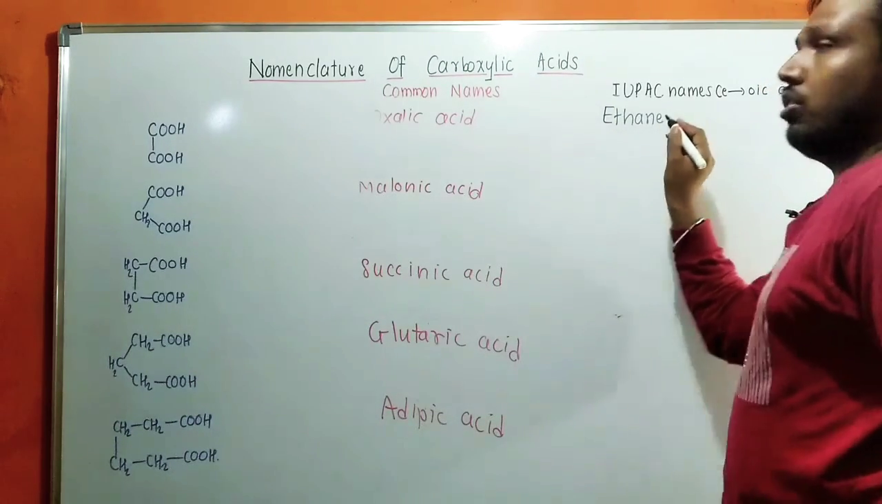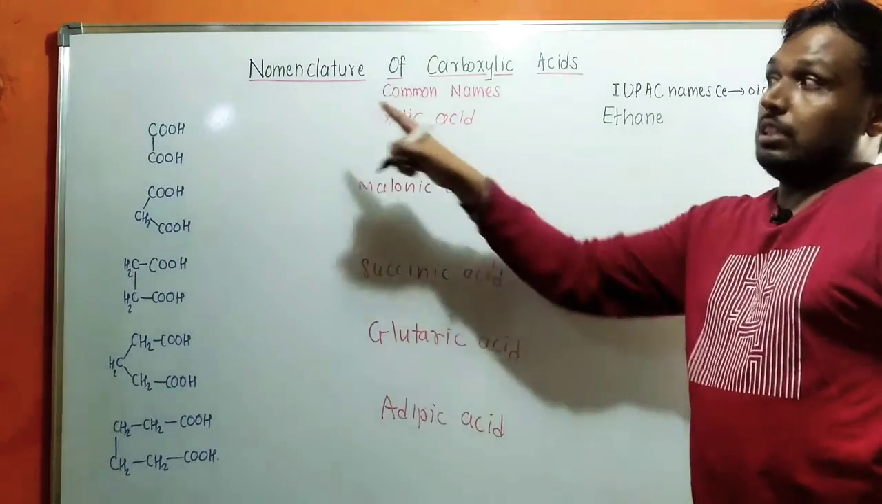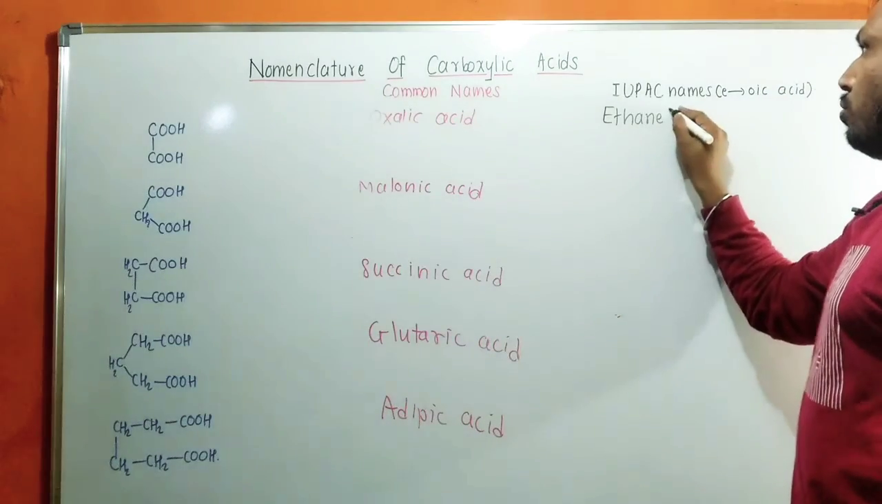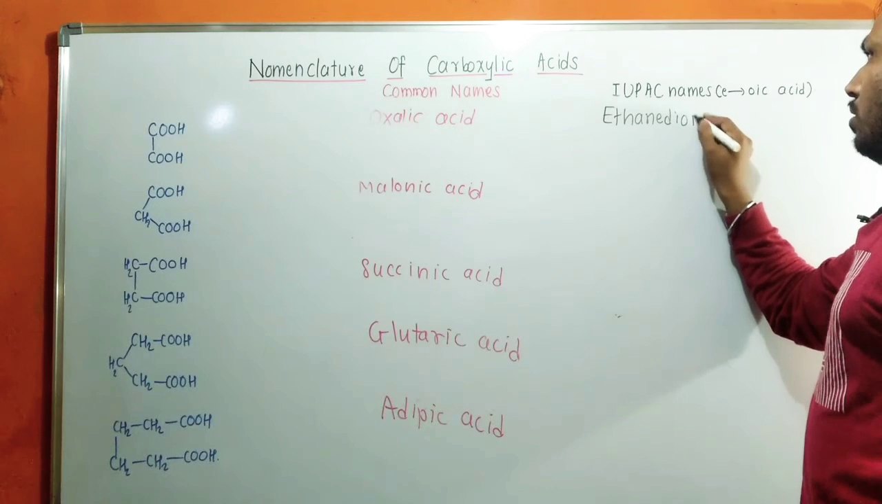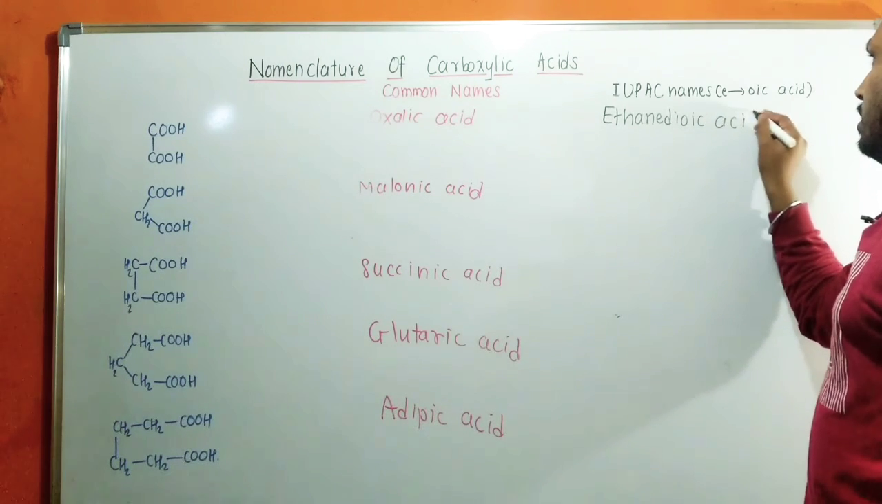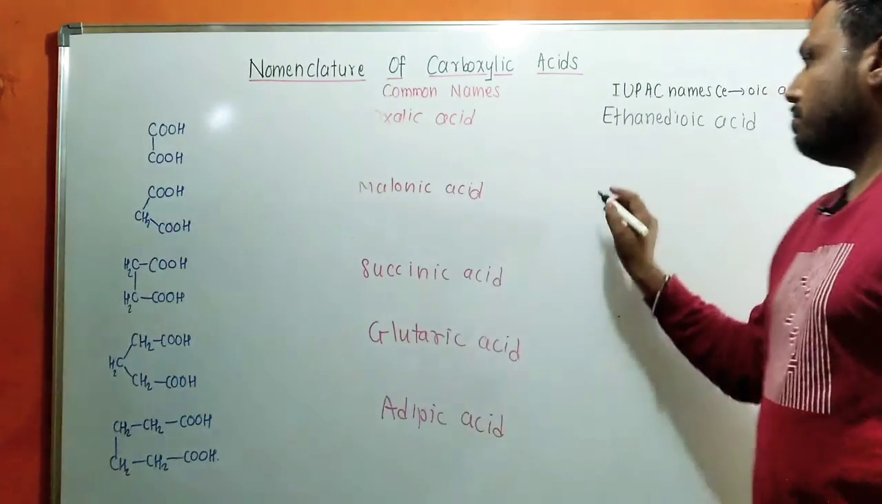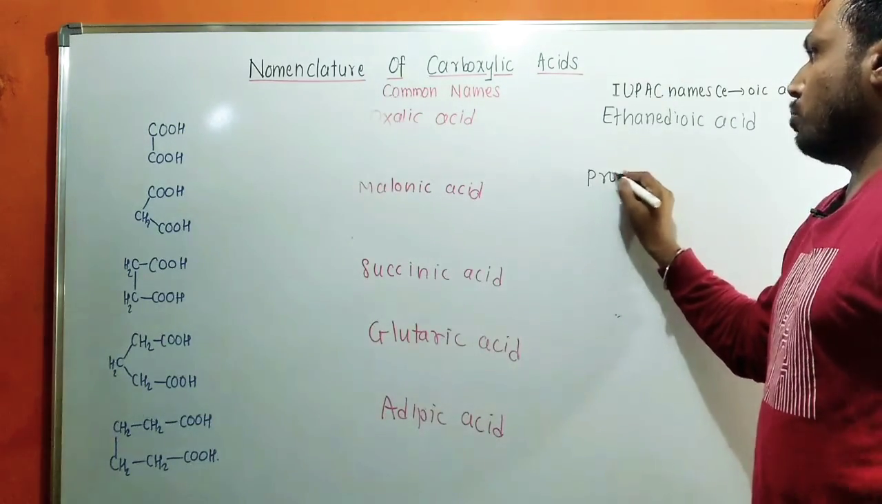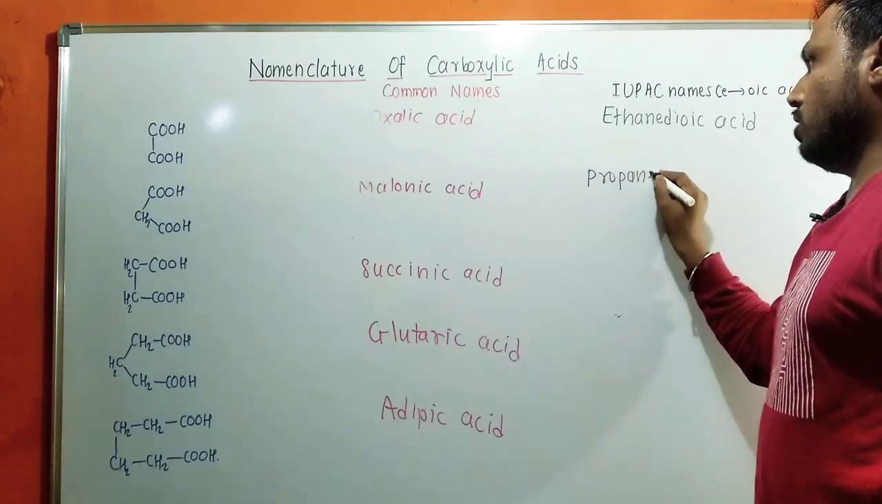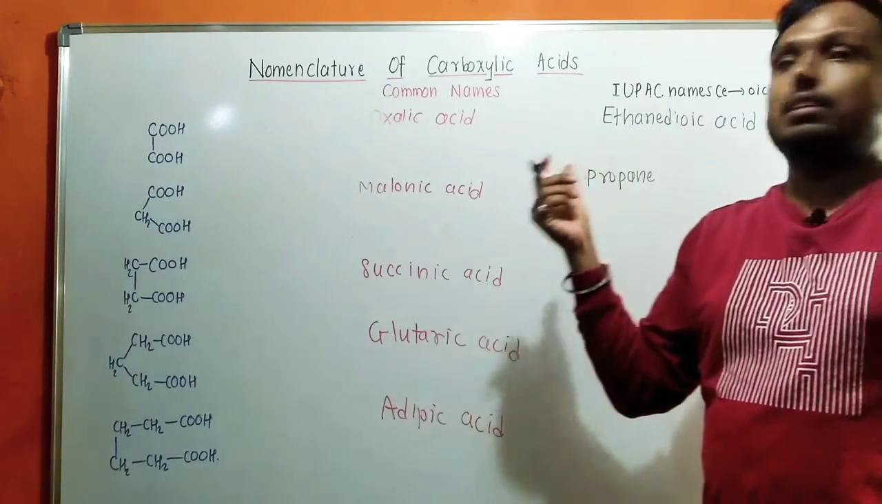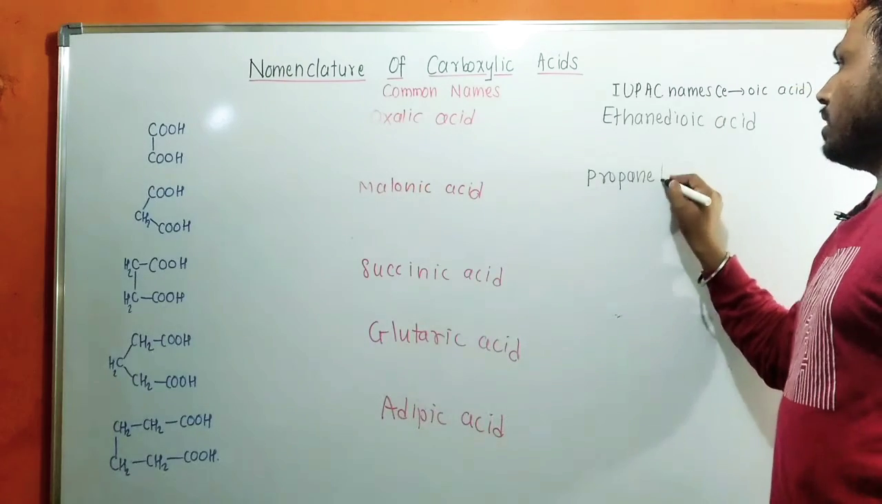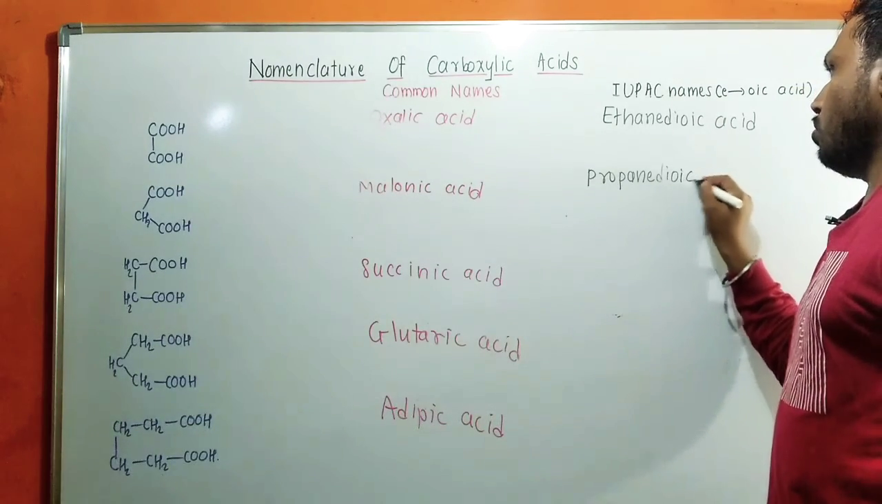I told you we are not going to replace E. Since two carboxylic groups are there, we will write dioic acid. Ethane dioic acid. Similarly, total 3 carbon atoms are there. 2 similar functional groups are there, so don't replace E of alkane. Write E as it is. 2 carboxylic groups are there, that's why it is propane dioic acid.